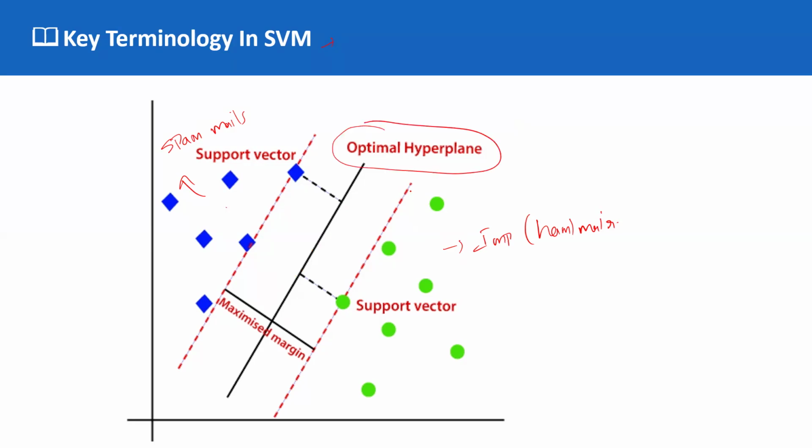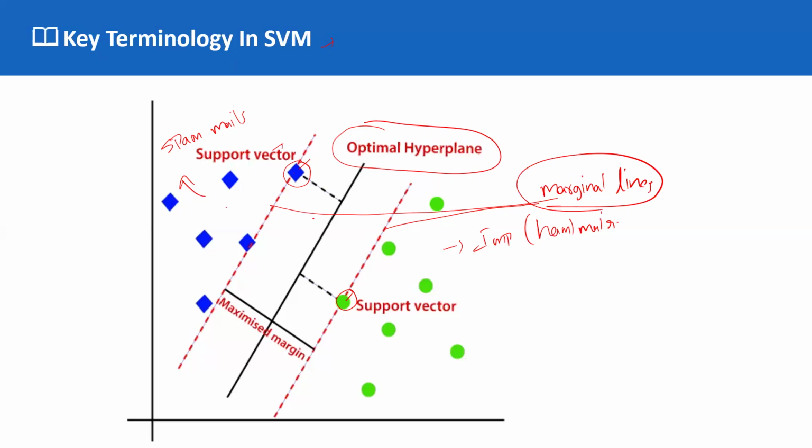But okay, what about these points on these lines? These two lines you can call the marginal lines. How do you say this? Because the data points falling on them are the ones near to the hyperplane. They are called the support vectors. They are the vectors, and if you draw lines through them, you can call them the marginal lines.